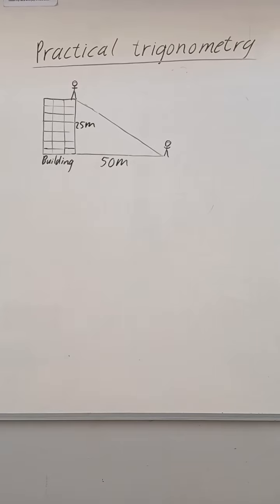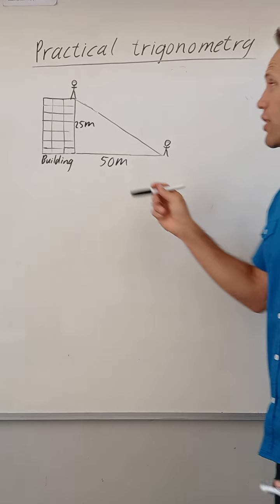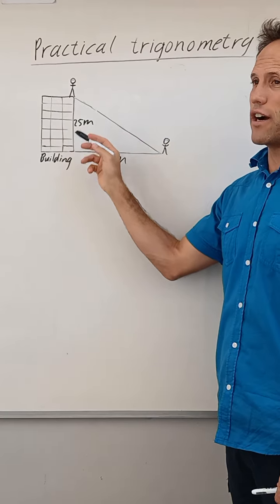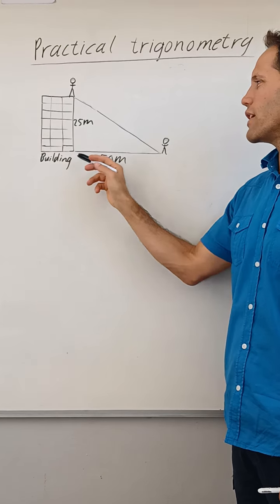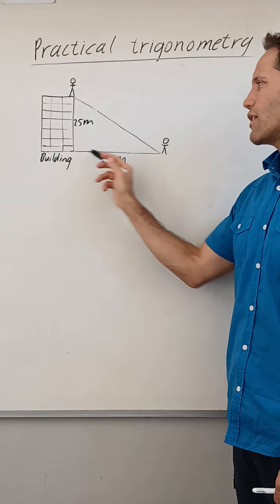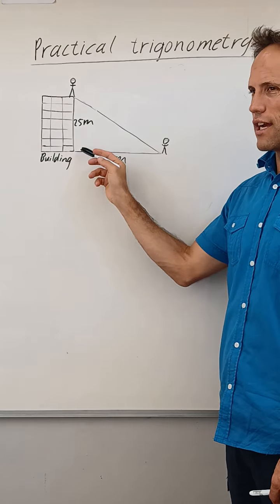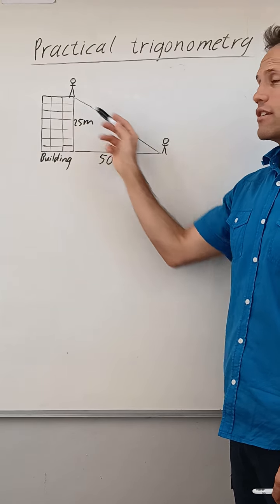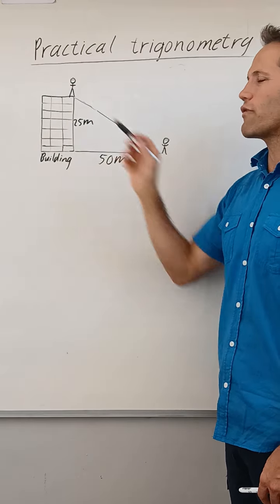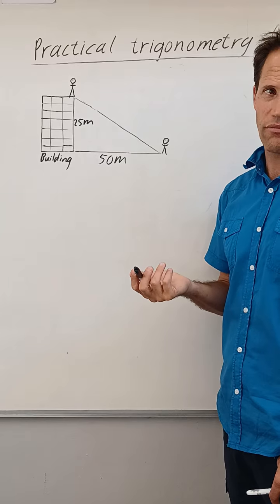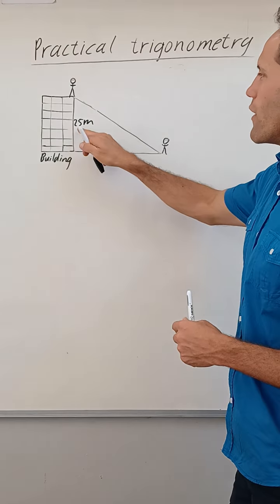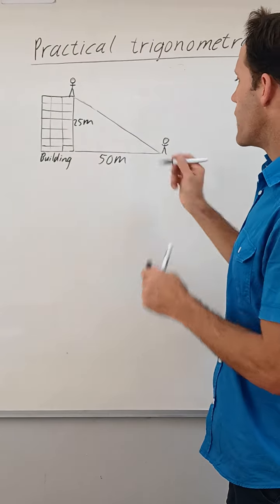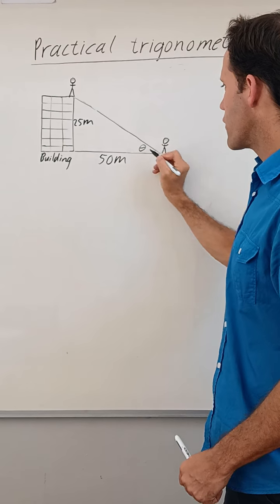So now let's say we know the height of the building is 25 meters. And we know that you're standing 50 meters away from the building. And the question is, what is the angle of elevation from there to the top of the building? Now you want the angle. Okay? If it's 25 meters here, and you want this angle here, think about it.